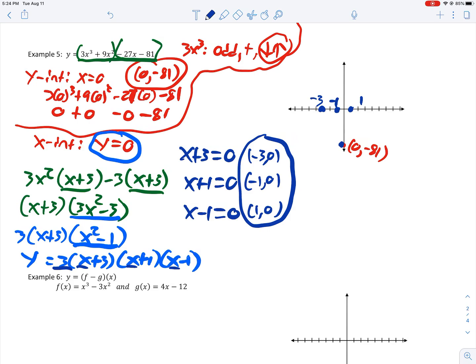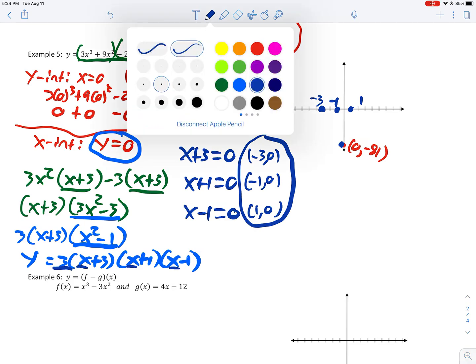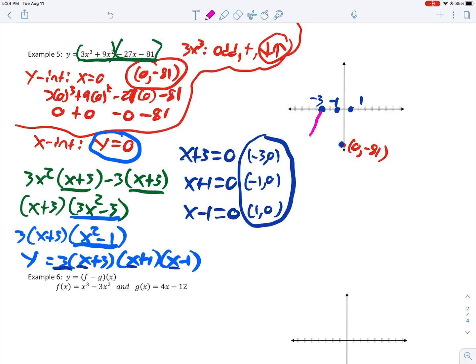So I start low. All right, we'll do this in a nice bright color. We go to negative 3. So what happens at negative 3? Well, that factor of x plus 3 only occurs one time, so I'm going to pass through it. Got to get back to negative 1.